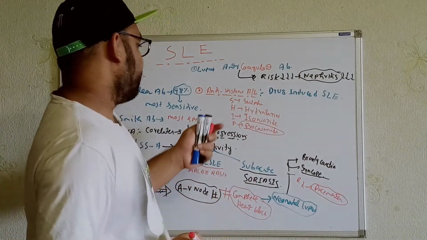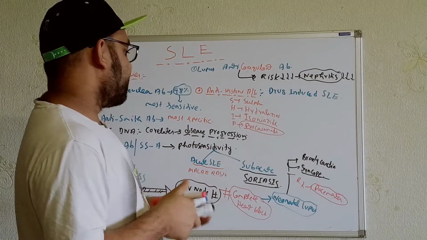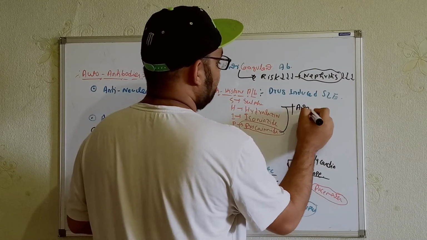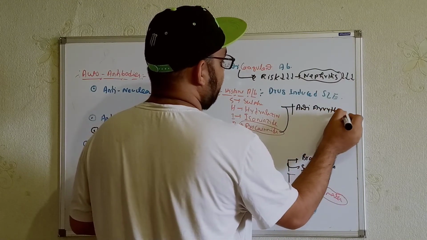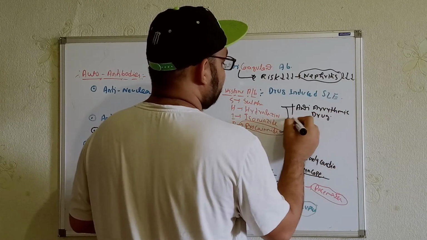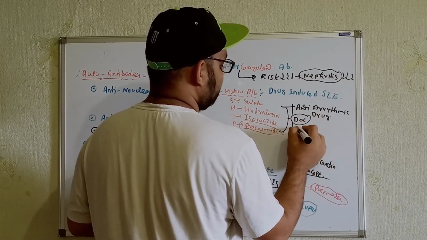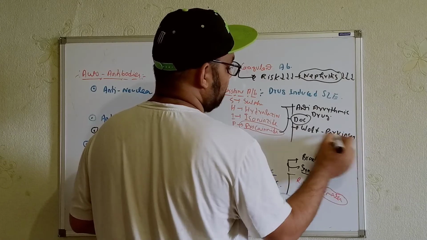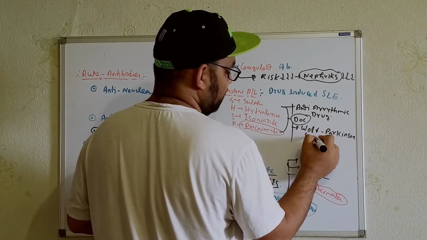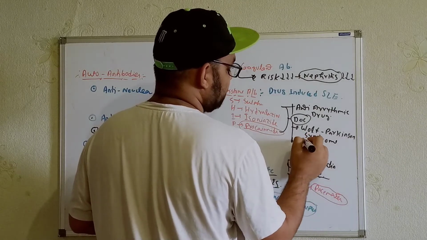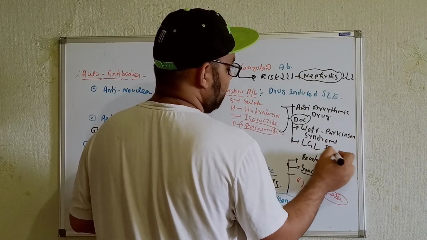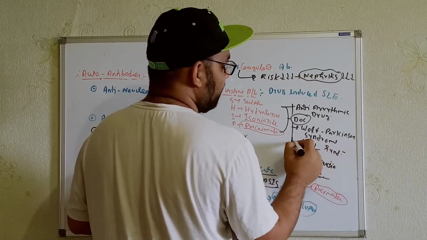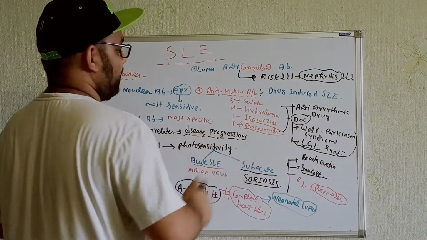These are the drugs that can cause SLE. Now the procainamide, where is this drug used? In terms of arrhythmia, so it is an anti-arrhythmic drug. It is the drug of choice for Wolff-Parkinson-White syndrome, and the drug of choice for LGL syndrome, that means Lown-Ganong-Levine syndrome. In these cases, we can use procainamide.